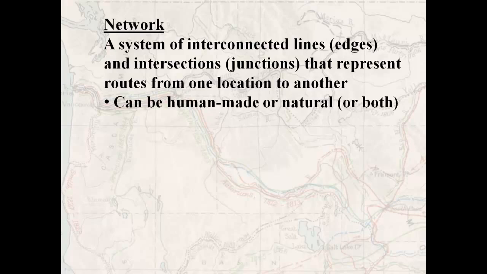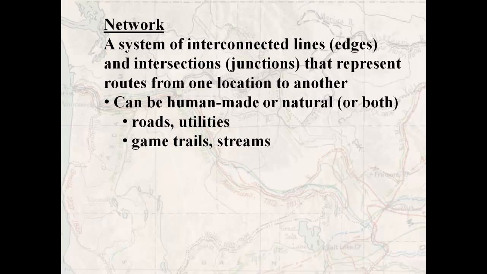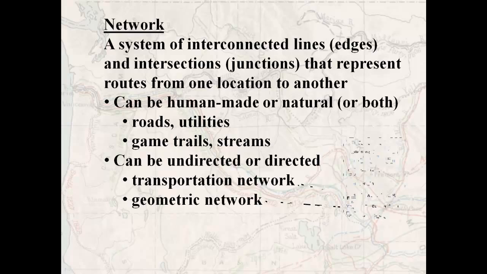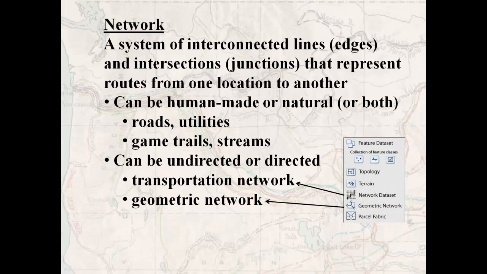These networks can be human-made or natural, or maybe a combination of the two. As an example, roads and utilities are generally human-made networks. And maybe game trails and streams might be natural networks. They're paths or routes from one location to another. A network can be undirected or directed. Usually you think of a transportation network as undirected. You can go in both directions on most of these edges, which are the lines. A geometric network is generally a directed network, and you can think of that as something like a utility network or something where things are flowing in one direction only.